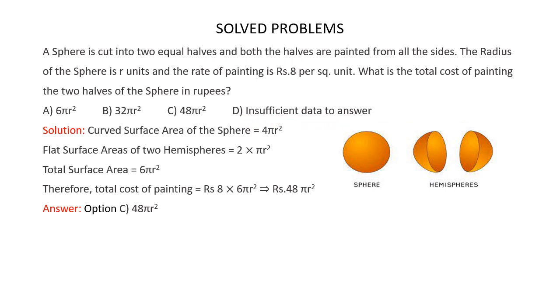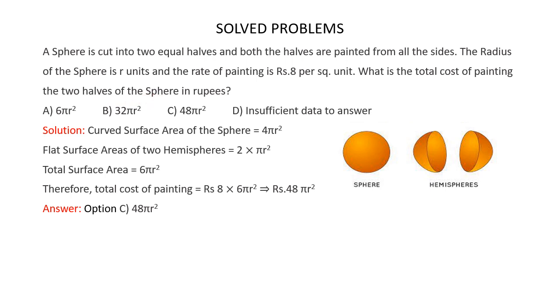So here it's given that a sphere is cut into two equal halves and both the halves are painted from all the sides. So this sphere is cut into two hemispheres and both these hemispheres are painted from all the sides. Now it's given that the rate of painting is rupees 8 per square unit and you're asked to find the total cost of painting the two halves of the sphere.